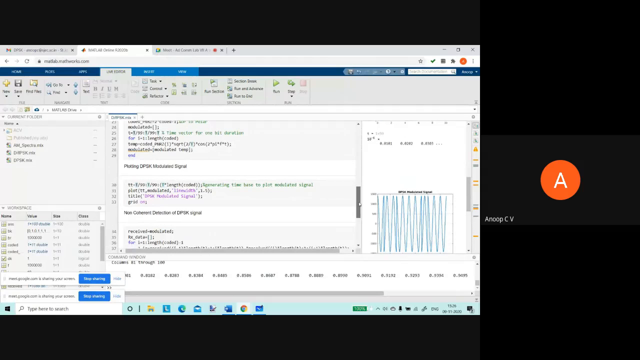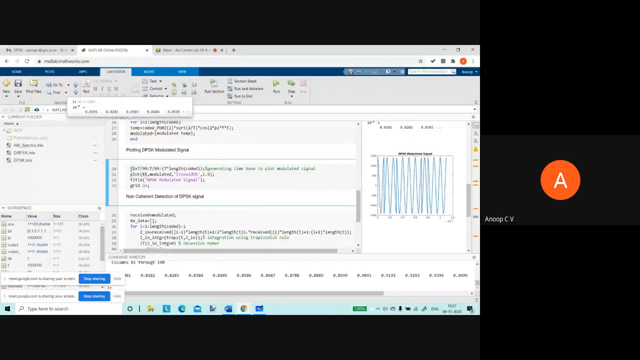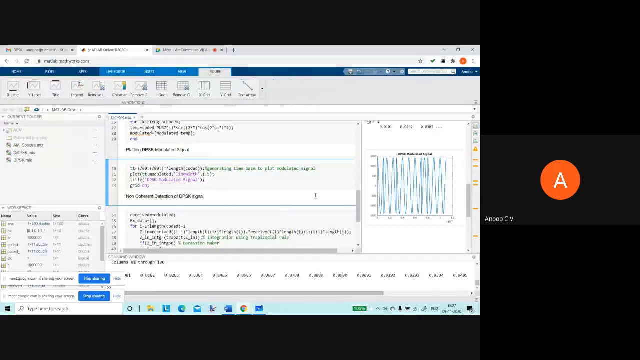Right. Then after that, to plot the complete modulated signal, we have generated, I didn't mention it though, a new time base to plot the modulated signal. There we have 11 bit durations. In 1 bit duration, we have capital T seconds. So we are assuming a time base from T by 99 to T times length of coded. Length of coded was 11. That's what we are plotting here.